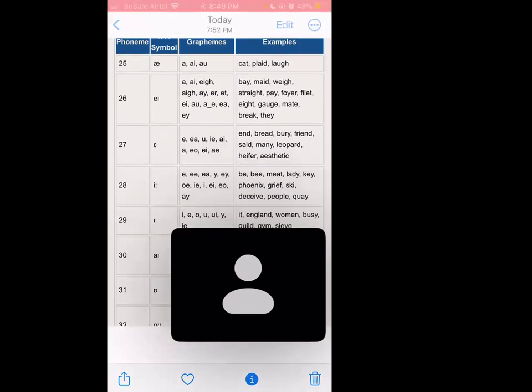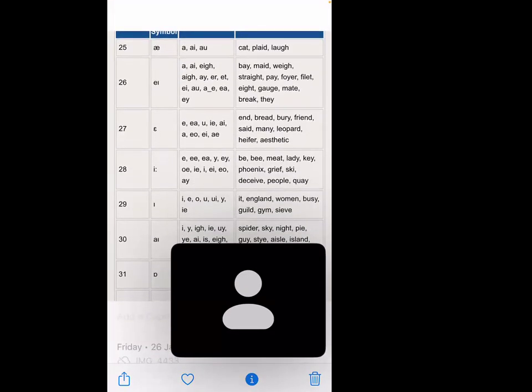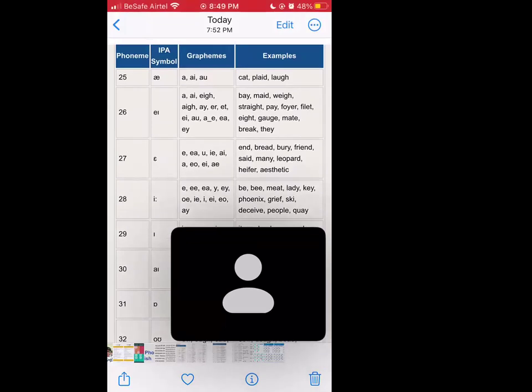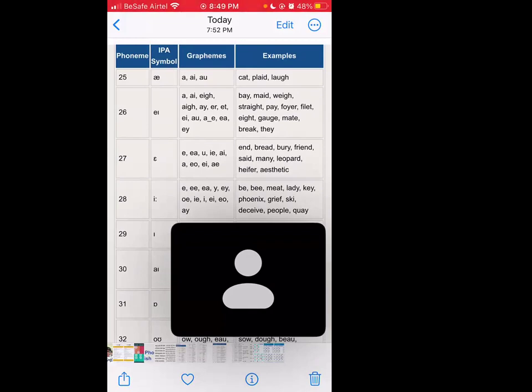Right. The next one is E. As you can see, this one has the length mark. It shows that it's a long sound. So you have be, meat, lady, key, phoenix, grieve, ski, deceive, people, key.